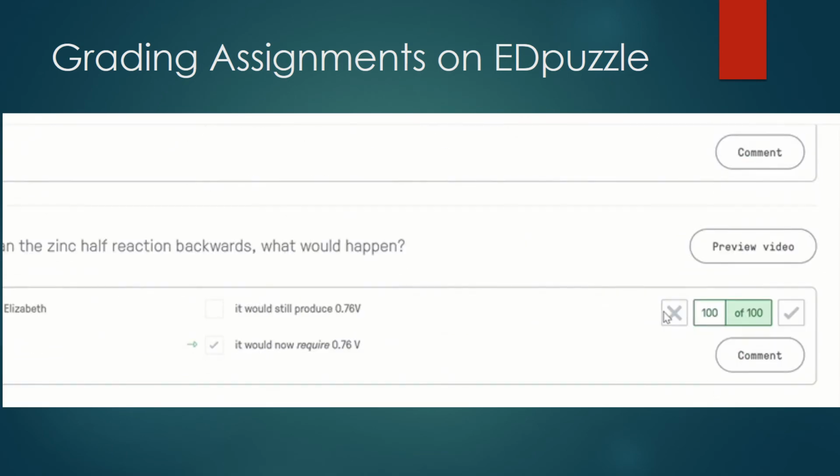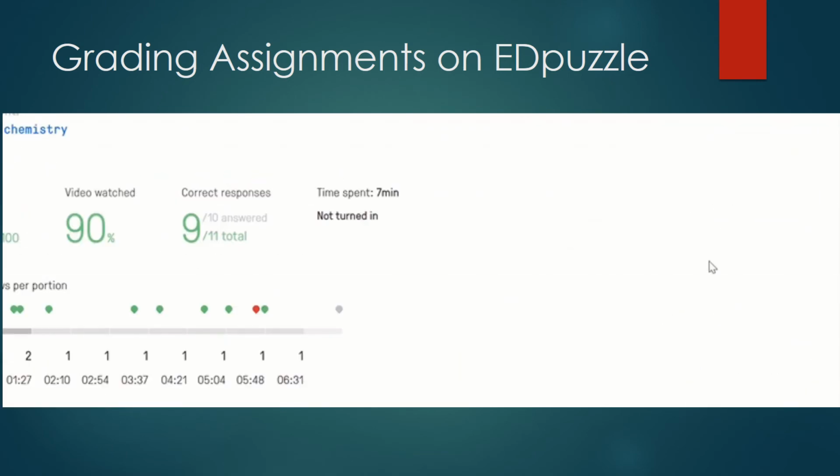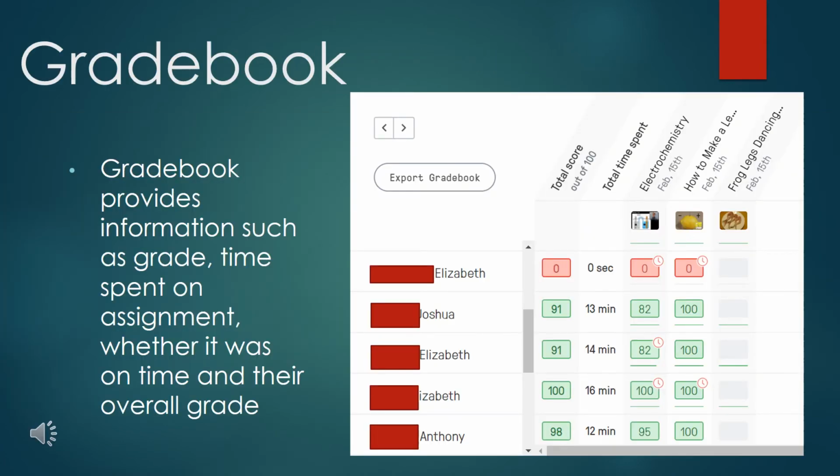Once you're all done, up at the top, you're going to go ahead and click Next Student, or you can go back and click Previous Student. The gradebook also provides a lot of insightful information about student progress and how well they understand the concept. There's also an option to export this to your own gradebook.